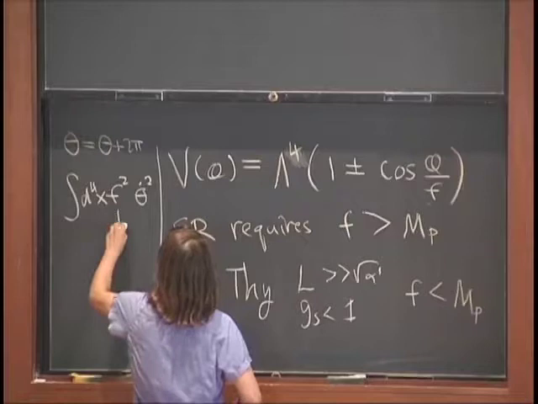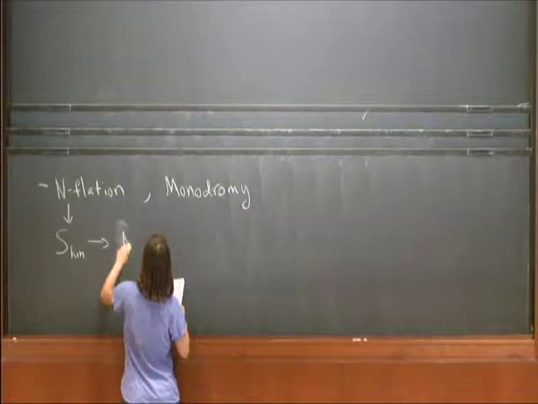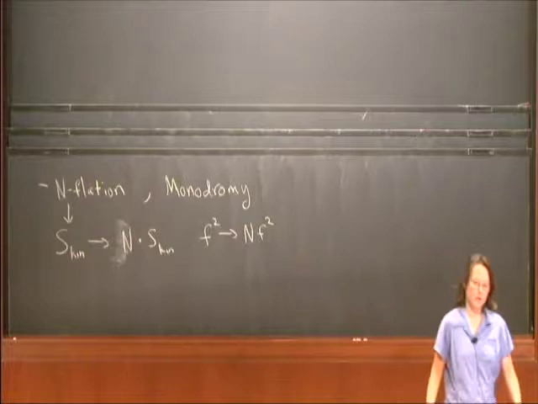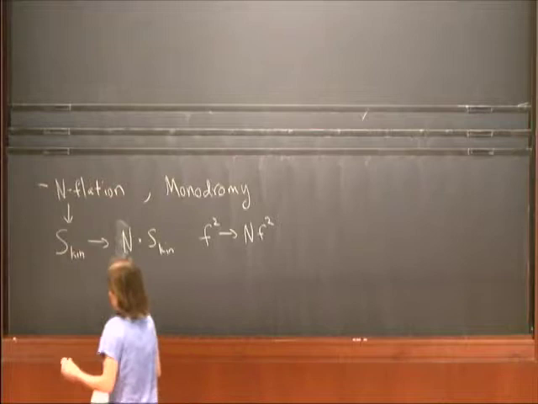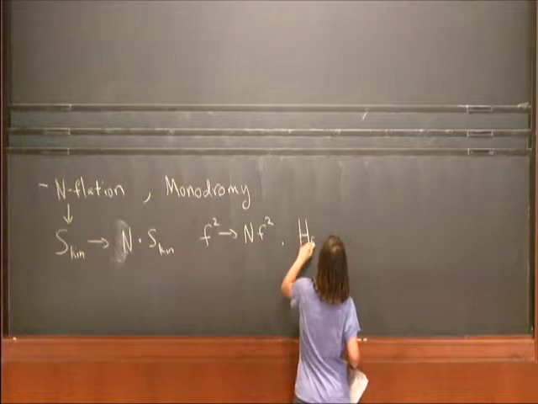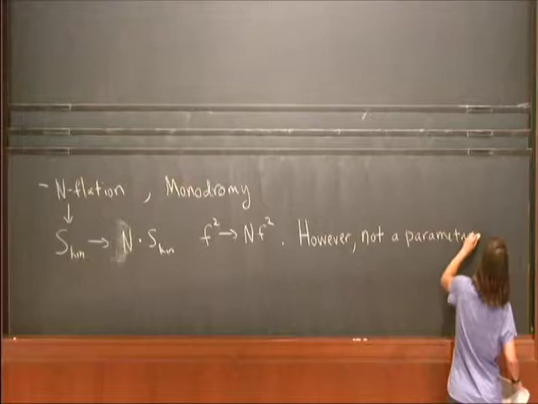So if we just proliferate axions, what happens is that the kinetic term gets a factor of n. And hence, naively, f squared goes to n times f squared. So if we consider enough of these guys, why can't we make the field range big enough, even if the field range for each individual axion is small? Well, the reason it's not a parametric effect, so this doesn't actually translate into a parametric effect, for a pretty simple reason.